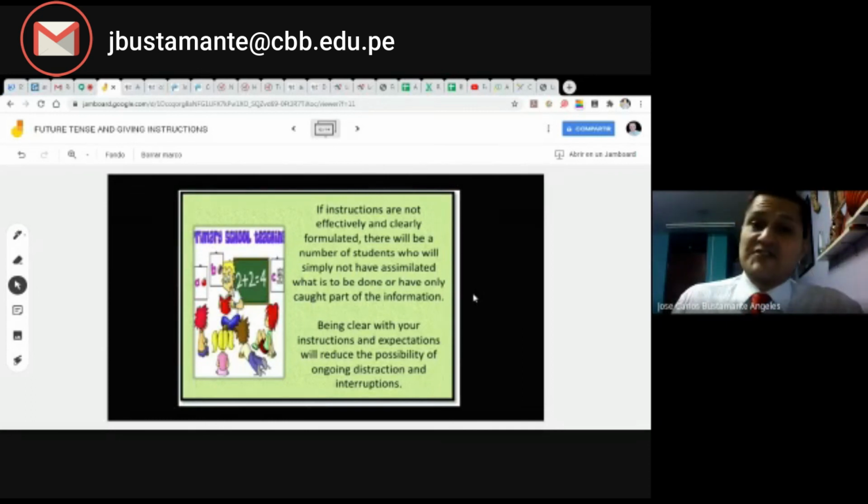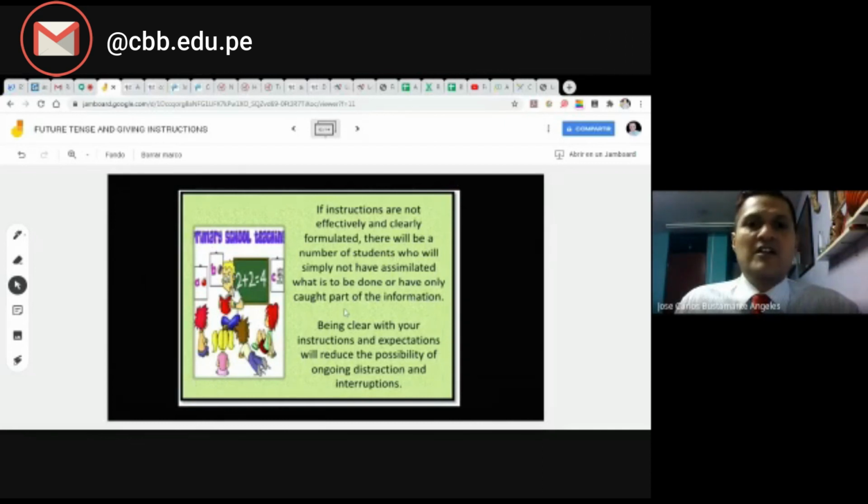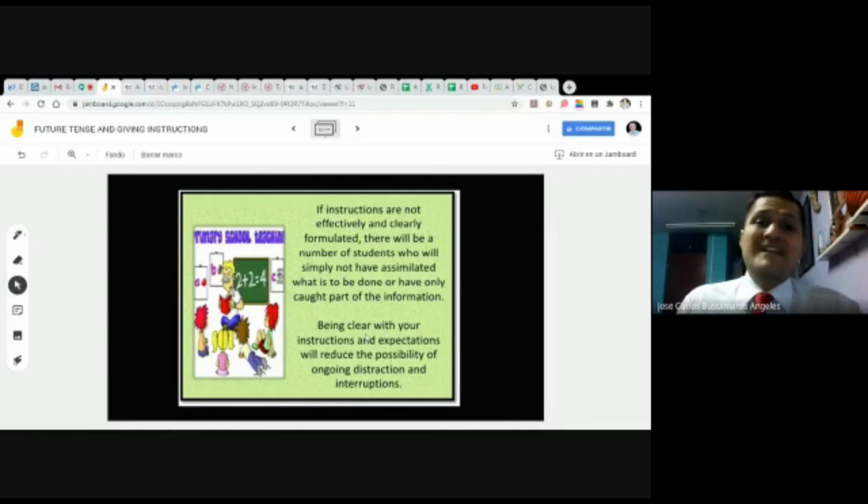If instructions are not effectively and clearly formulated, there will be a number of students who will simply not have assimilated what is to be done or have only caught part of the information. That is really sure. Being clear with your instructions and expectations will reduce the possibility of ongoing distractions and interruptions.